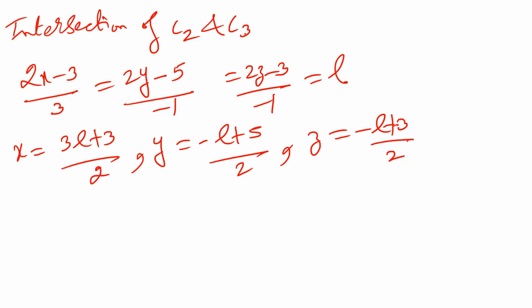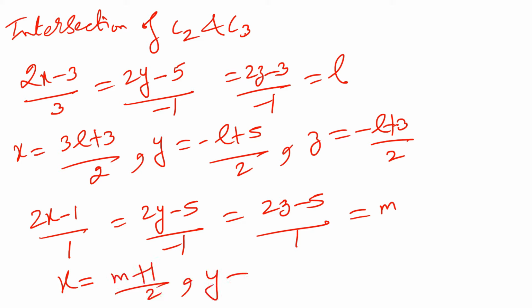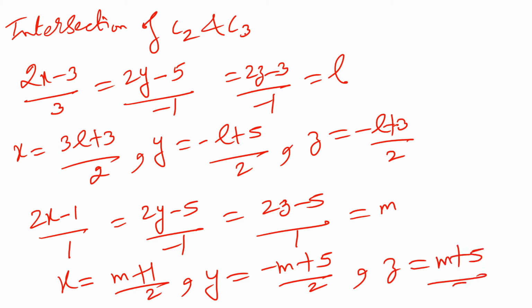Right? Now we use the line L3. It is 2x − q, and q we have found as 1. So it is (2x − 1)/1 = (2y − 5)/(−1) = (2z − 5)/1 = m. So the values of x, y, z are going to be x = (m + 1)/2, y = (−m + 5)/2, and z = (m + 5)/2, right?